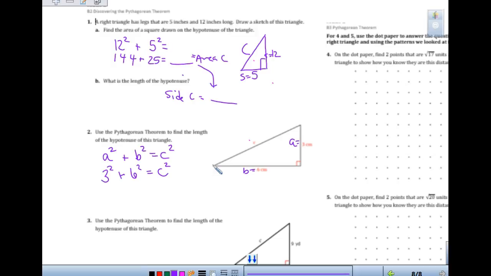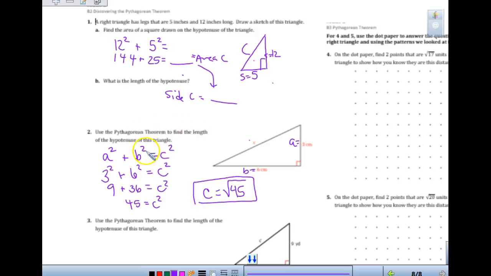You guys know what 3 squared is. 3 squared is? No calculators needed. And 6 squared is? 36. Add those two together. So we should have 45 is equal to C squared. Now, in our last unit, we said, okay, that's the area of this side. What is C equal to? So we're going to say C equals the what? Inverse of squaring is to find the square root of 45. This is our exact answer, the square root of 45.